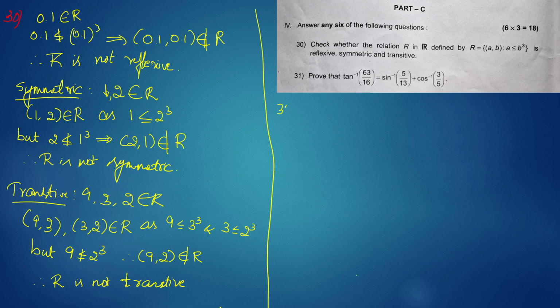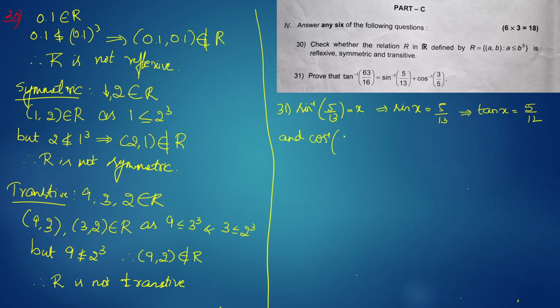For this, let us consider sine inverse of 5 by 13 as x, which implies sin x is equal to 5 by 13. If sin x is equal to 5 by 13, we can find the value of tan x, which is 5 by 12. Similarly, consider cos inverse of 3 by 5 as y. That implies cos y is equal to 3 by 5, which implies tan y is equal to 4 by 3. Now, we want to prove that the sum is equal to tan inverse of 63 by 16.